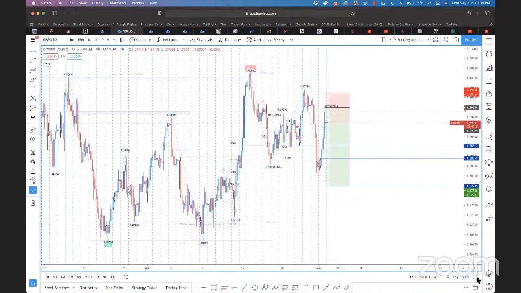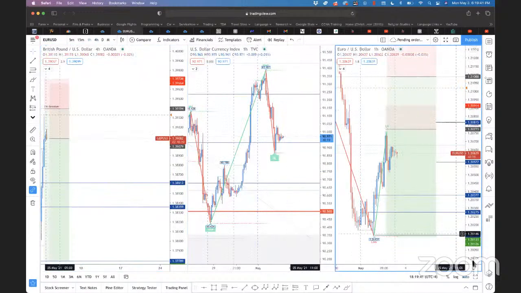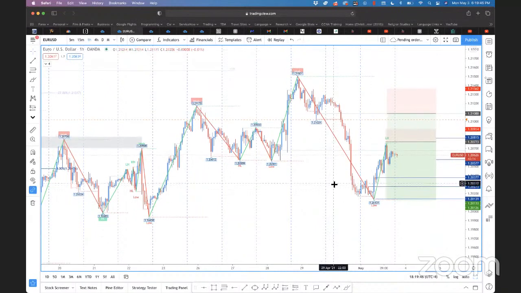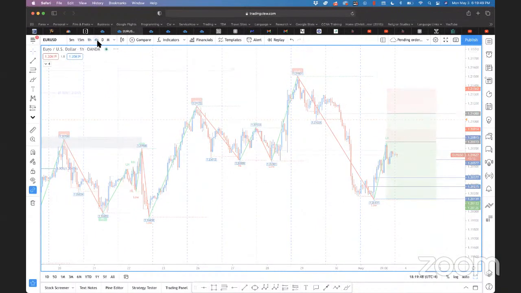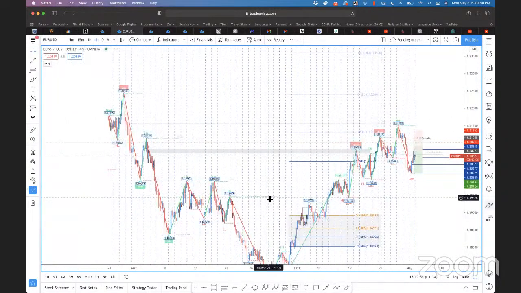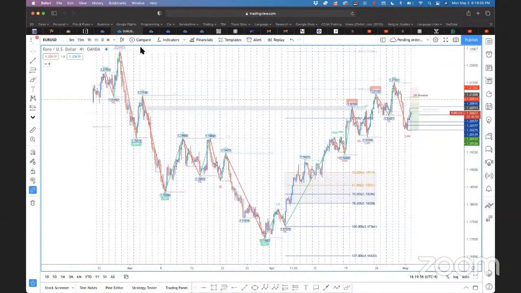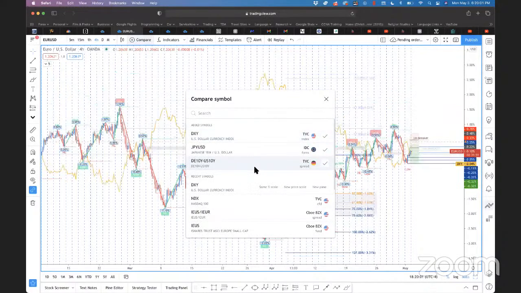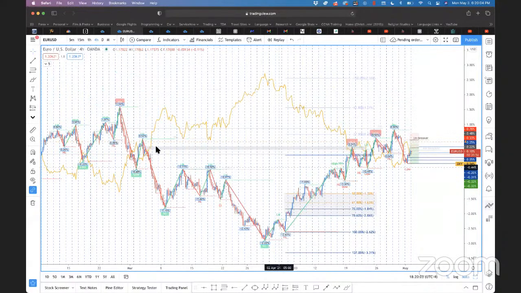If we look at EU, same situation, right? EU over here. Let's go to at least the 4 hour. Compare DXY, that's the dollar. Boom, right? This swing high on the dollar set this swing low for EU. We started pushing up from here.